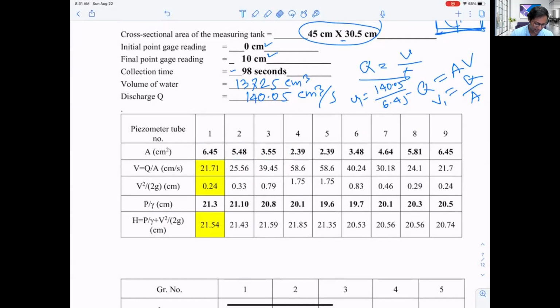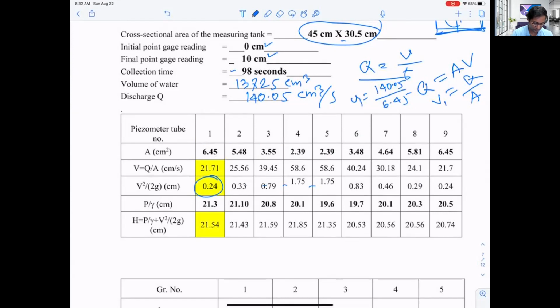And then we have to calculate that velocity head, for each of these sections, right? So if you just square that velocity, 21.71, and divide it by 2g, since we are calculating in centimeter, g is 9.81 meter per second squared, so it is 981 centimeter per second squared. Okay, 981. So it is 0.24.